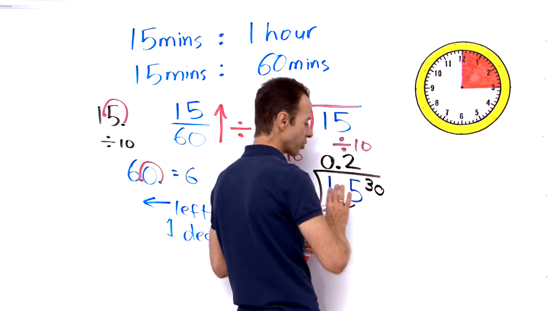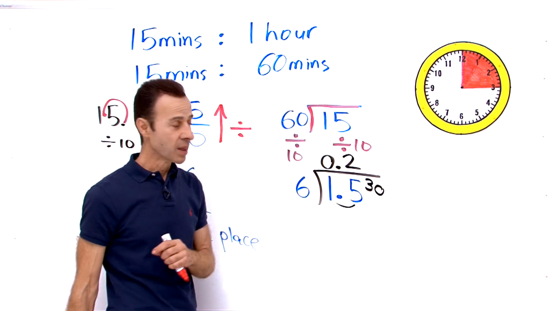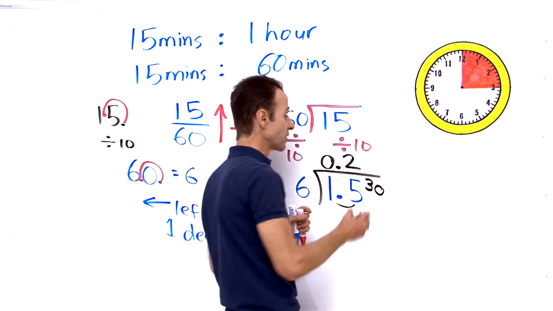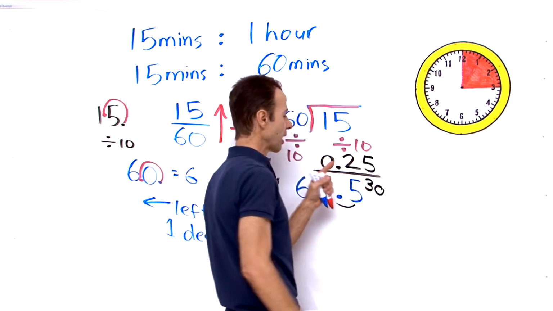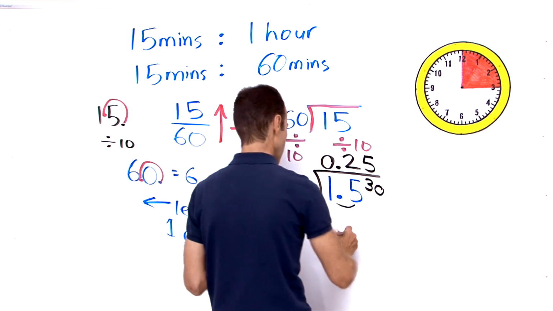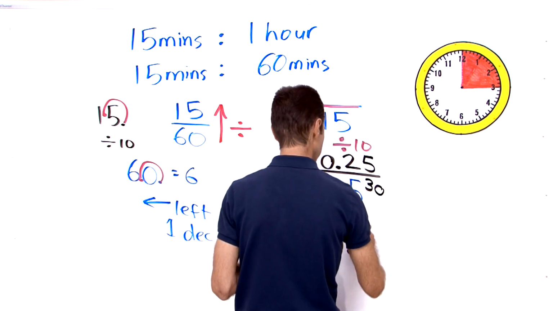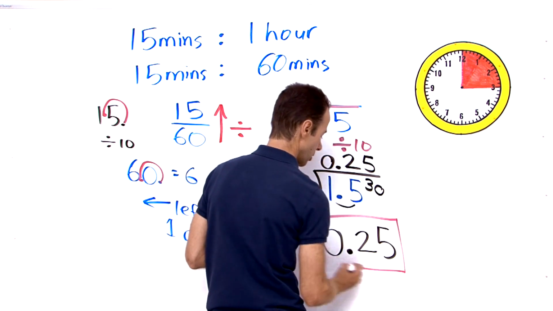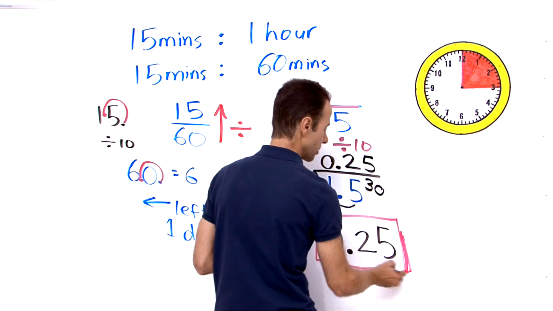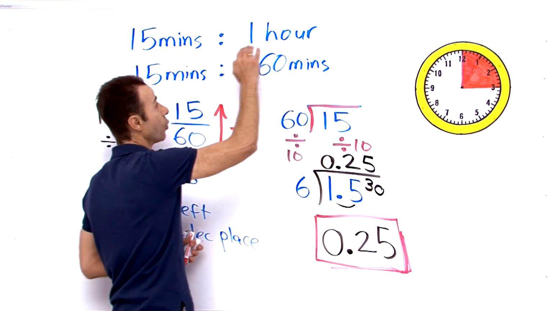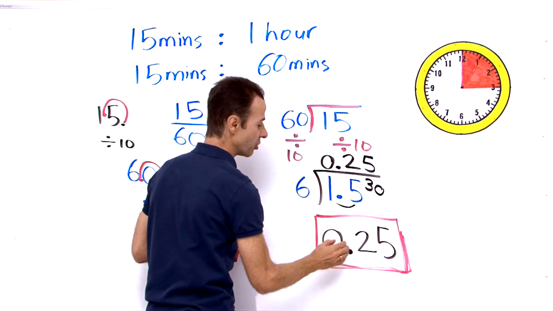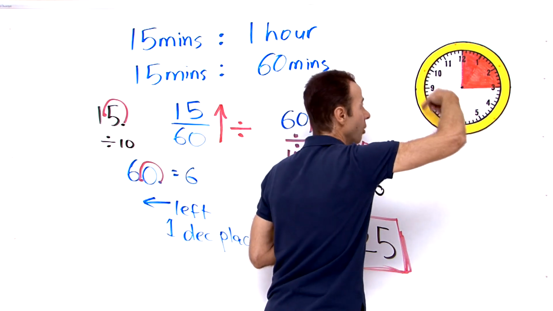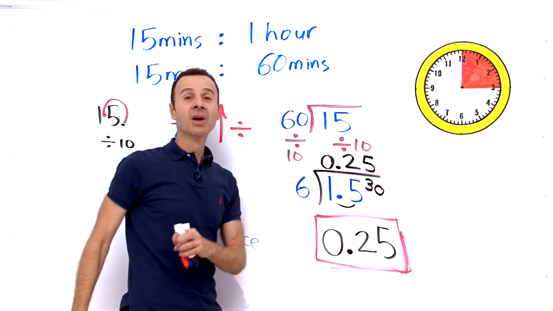So the remainder goes here. Add a 0. Because we're on the right of the decimal point, you automatically add a 0. Okay, how many times does 6 go into 30? Goes in 5 times. 6 5s are 30. So there you go, 0.25. So, as a decimal, what is 15 minutes of 1 hour as a decimal is 0.25. And you can see in the diagram there, it's 0.25 of a whole hour. So there you go. Hope that helps.